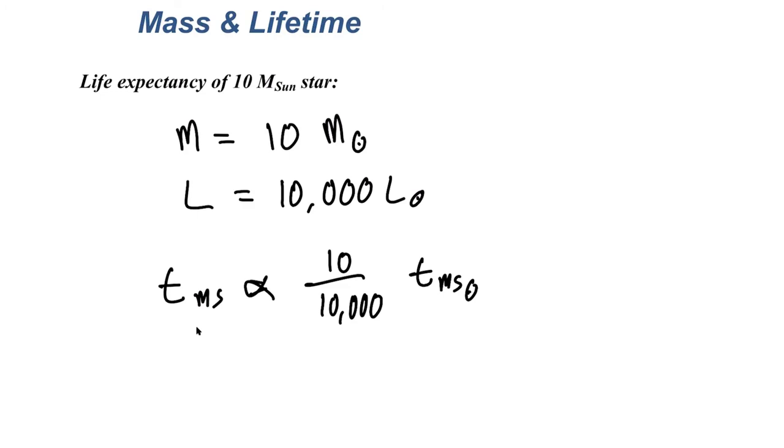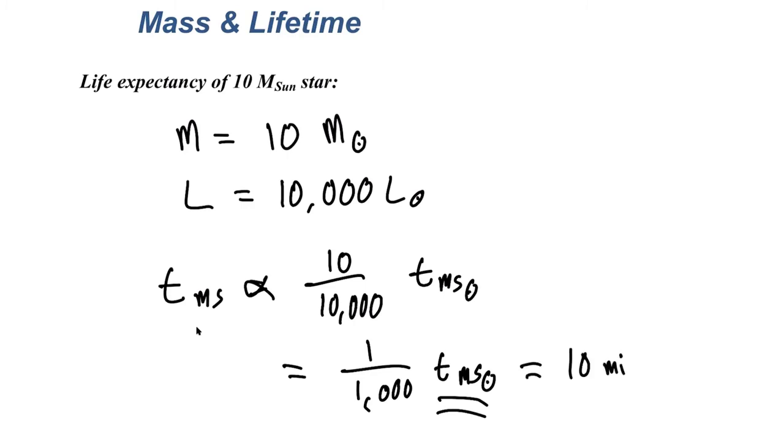Since we're putting in how much more massive it is than the sun and how much more luminous it is than the sun, 10 divided by 10,000 is 1/1000th that of the sun. And we know that the sun's main sequence lifetime is 10 billion years. We take 10 billion years and divide it by 1,000. This is 10 million years. We only expect a 10 solar mass star to live for about 10 million years.